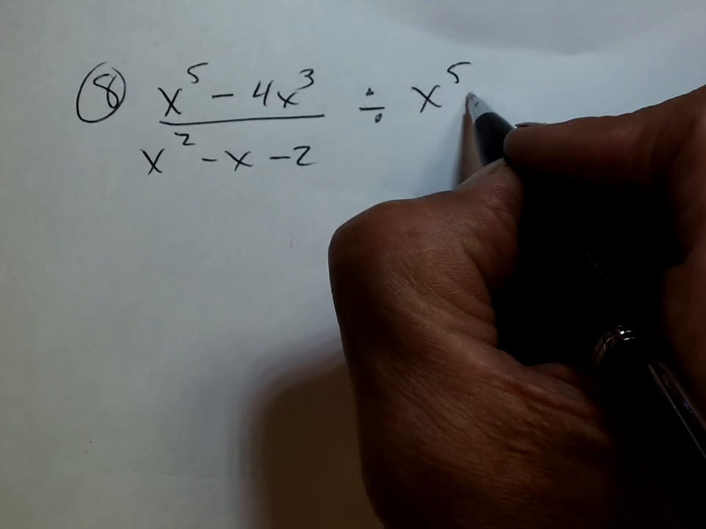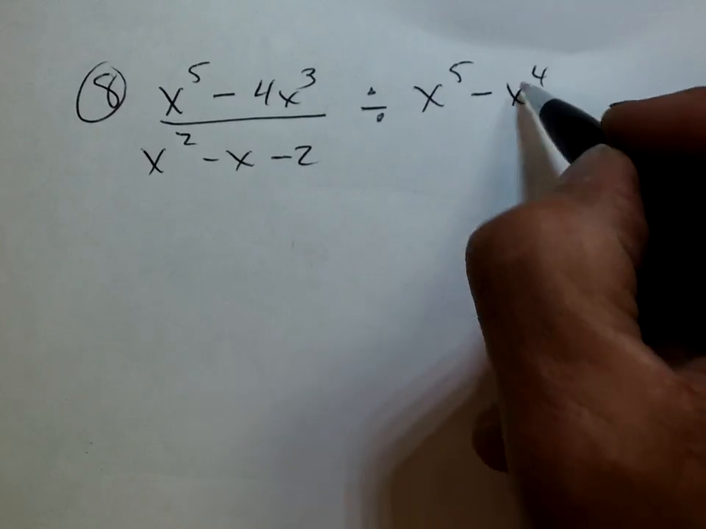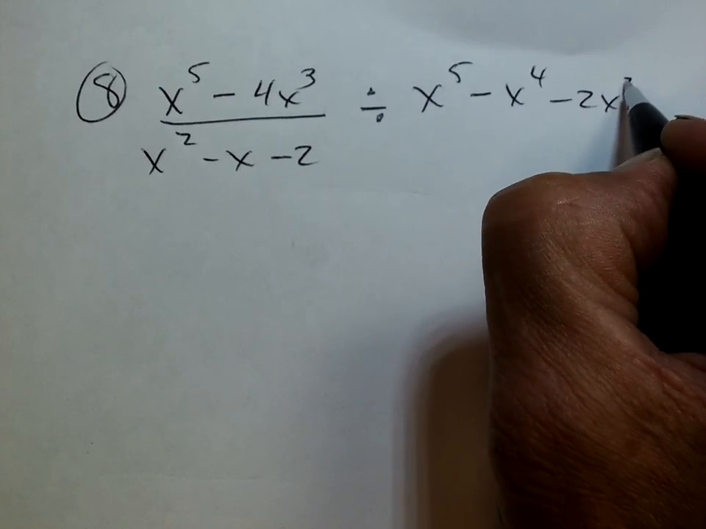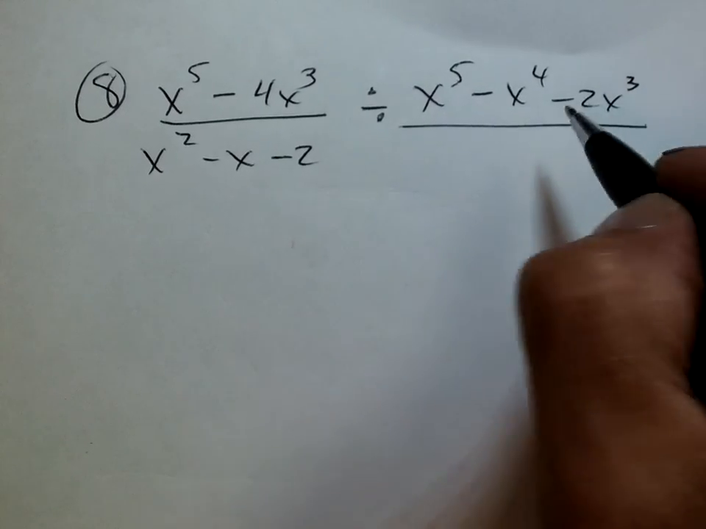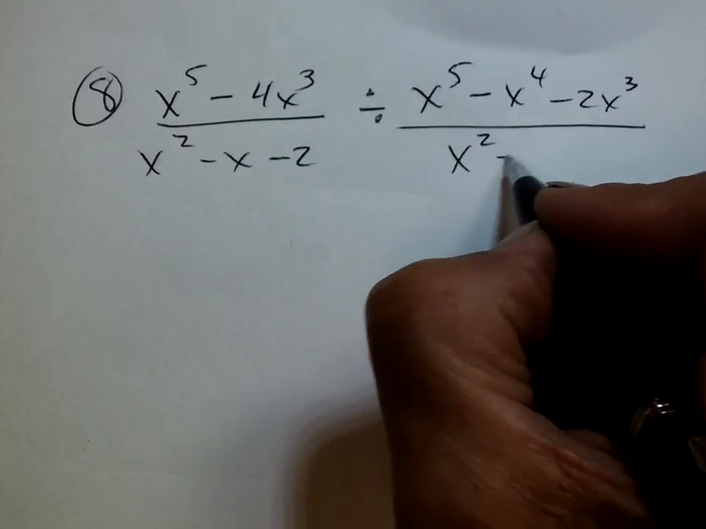x to the 5th minus x to the 4th minus 2x cubed. We need some hard problems every now and then because it keeps us sharp, makes us think. Okay, all right, there we go.